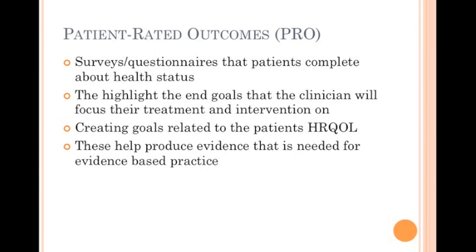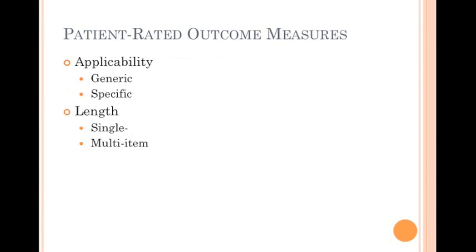They are surveys or questionnaires that we give a patient to complete about his or her health status. They include measurements such as mortality, morbidity, health-related quality of life, function, and satisfaction. These outcomes even produce evidence that is needed for evidence-based practice and have the strongest ability to change clinical practice if needed. They are categorized in health and health domains of activities and participation. They really highlight the end goals you will need to focus your treatment and intervention toward achieving.